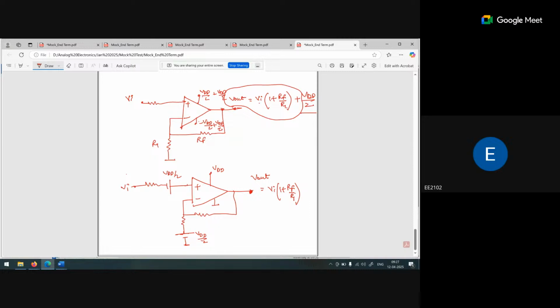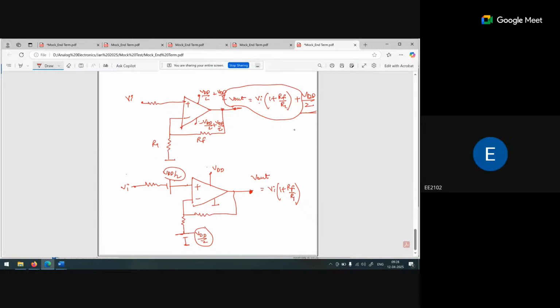Because this input voltage we are taking, these two points cancel out, and this effect will be only when we are considering these two voltages. So automatically this effect will be coming in the output voltage. So we are not adding any external voltage VDD by 2. We are not required any external VDD by 2 voltage. Yes, clear.